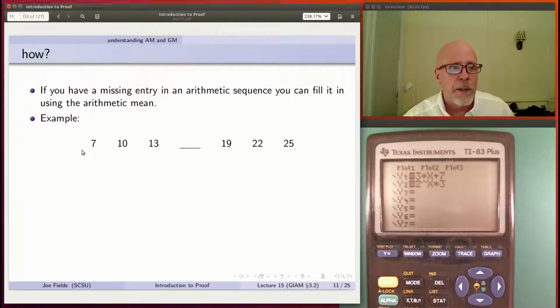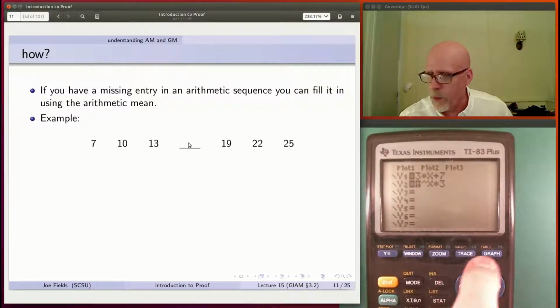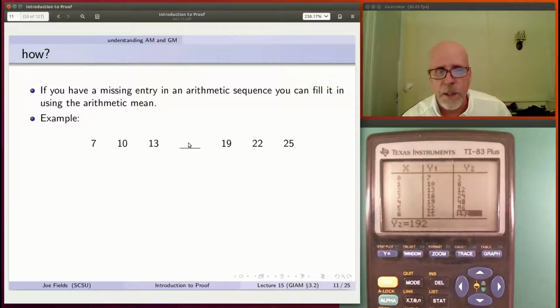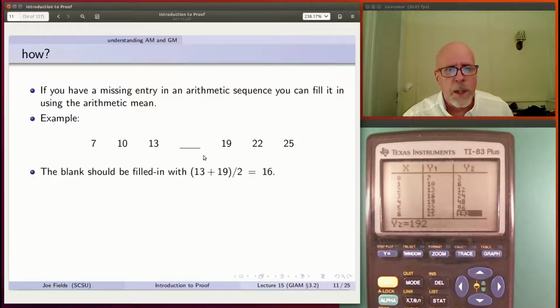So here it's the same sequence we were just looking at. 7, 10, 13, something's missing, 19, 22, 25. Now, we were just looking at it, so we know the missing entry is 16. But notice that you can take 19 and 13, add them up, and you get 32, right? And then divide that by 2. 13 plus 19 over 2 gives you the 16. So taking the average of the surrounding terms is what you use to fill in a blank.